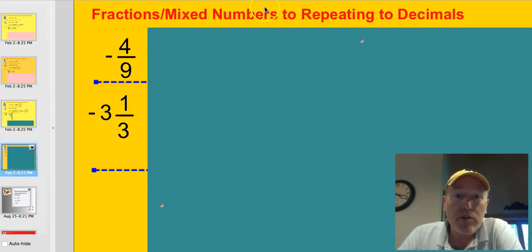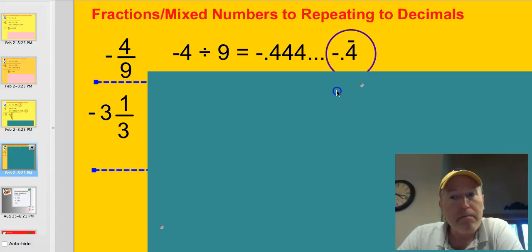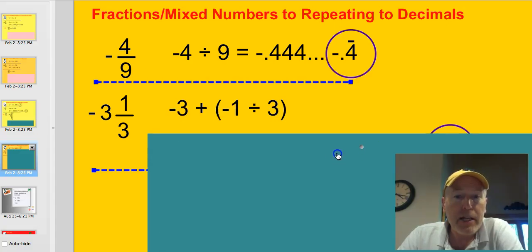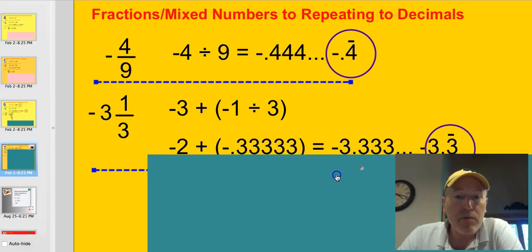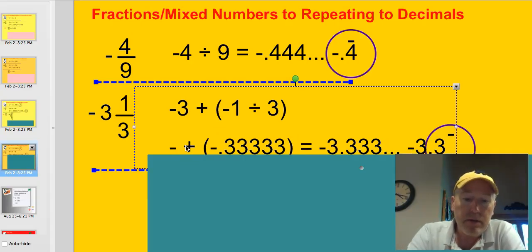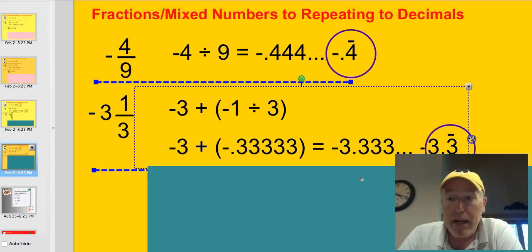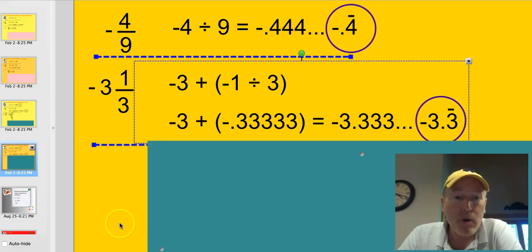Okay, a couple problems for you to try. Convert these fractions or mixed numbers to repeating decimals, please. Go ahead and pause it and go. All right, here we go. Negative 4/9 is negative 0.4 repeating. Negative 3 1/3 is really a negative 3 plus a negative 1 divided by 3. That's a negative 3 plus negative 0.333, or negative 3.333, or negative 3.3 repeating. Okay, hope you got those right.